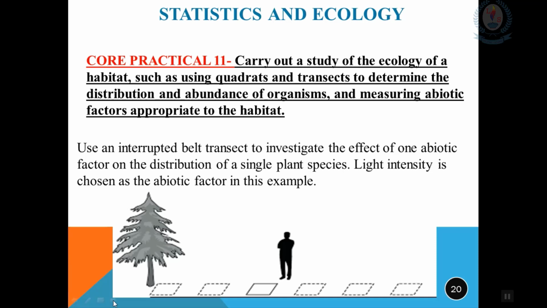Remember that the distribution of organisms is usually determined by a combination of abiotic and biotic factors. So when we study the effect of one factor, all other factors should ideally be controlled. This is not possible when you go to a field and do the studies, but we have to take appropriate steps to at least try to keep the other variables as controlled as possible.